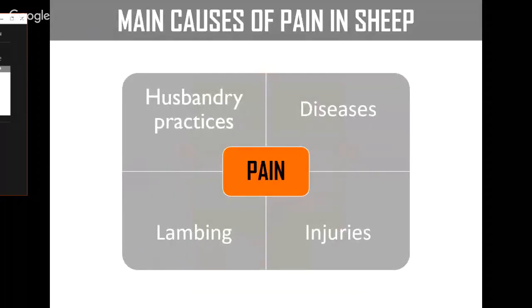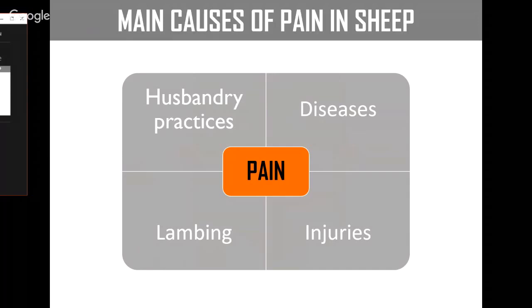Now, what are the main causes of pain in sheep? Well, pain in sheep may be caused by diseases and injuries. It may be caused as well by husbandry practices, and there is a possibility that lambing causes pain as well. And I will refer to this particular issue of lambing as a cause of pain later on in my talk.